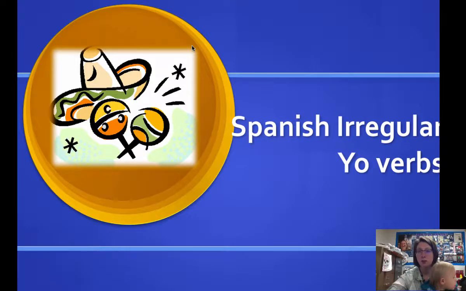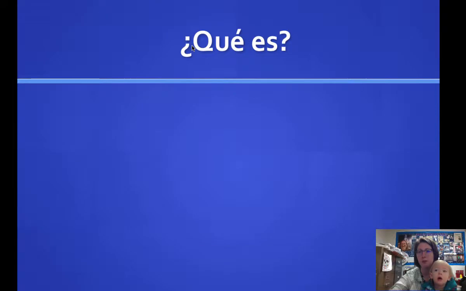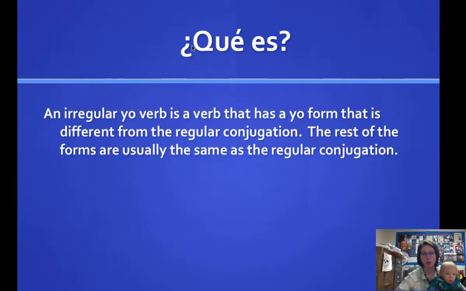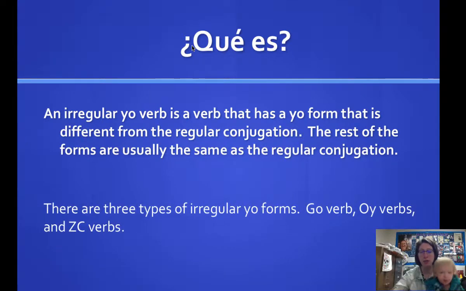But I wanted to make sure that you guys had a quality day today, so I do have notes for us. So today we are going to be going over Spanish irregular yo verbs. And first of all, an irregular yo verb is a verb that has a yo form that is different from the regular conjugation. The rest of the forms are usually the same as a regular conjugation. There are three types of irregular yo forms: go verbs, oy verbs, and zc verbs. And today we're focusing on the go verbs. We're going to pick up the zc ones a little bit later.